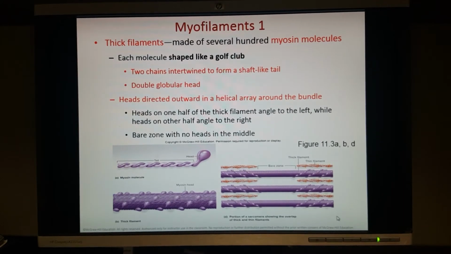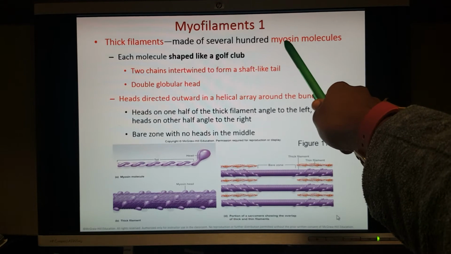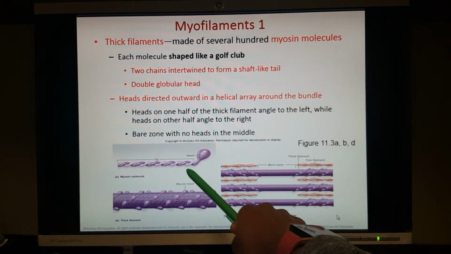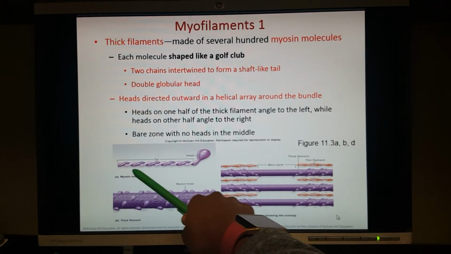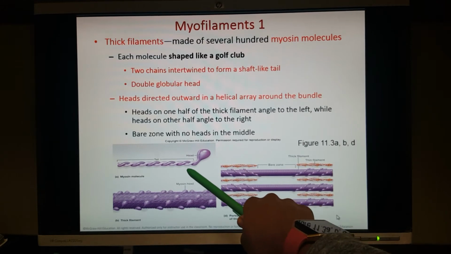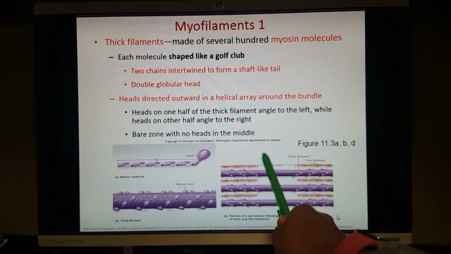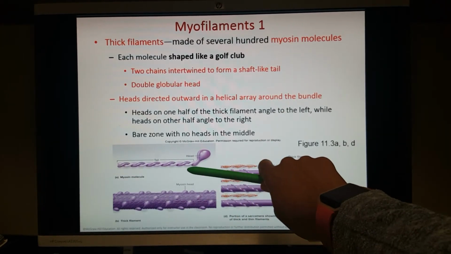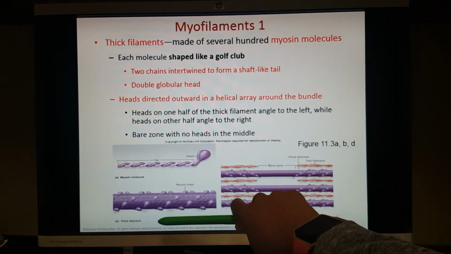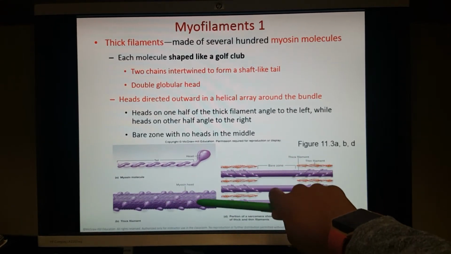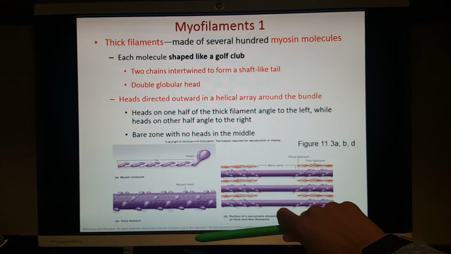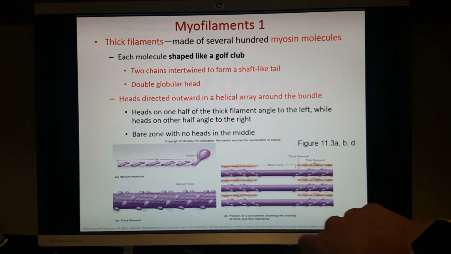The first type of myofilament is your thick filament. It's made of a protein called myosin. Your myosin molecule is shaped like a golf club. Here's the head portion, and this would be like the shaft of your golf club, called the tail in our case here. These myosin proteins are arranged in a helical shape around kind of like a tube. The heads are pointing towards the outside.